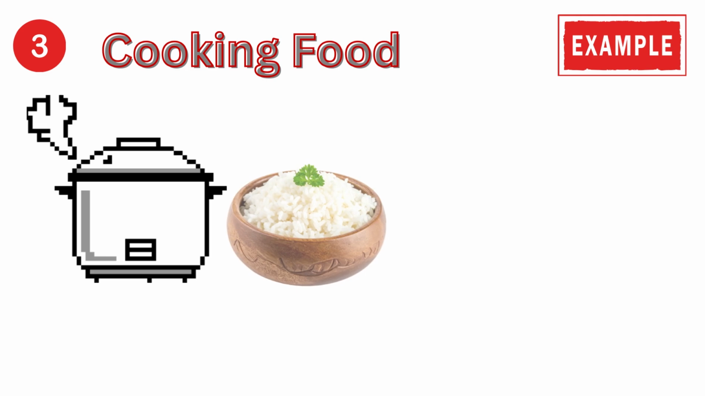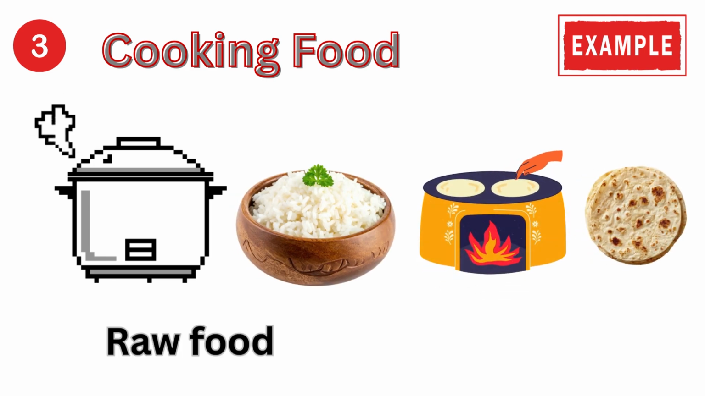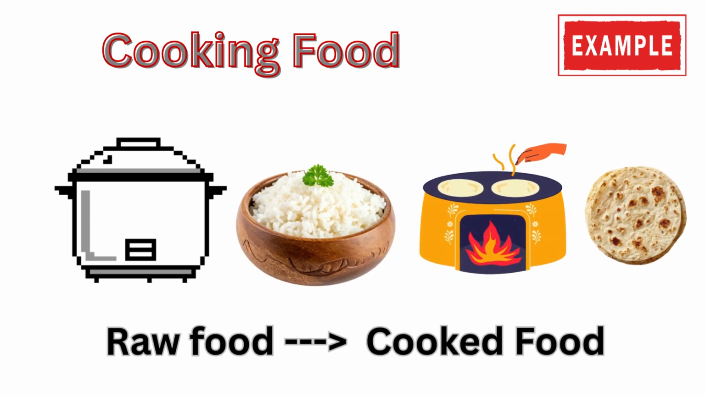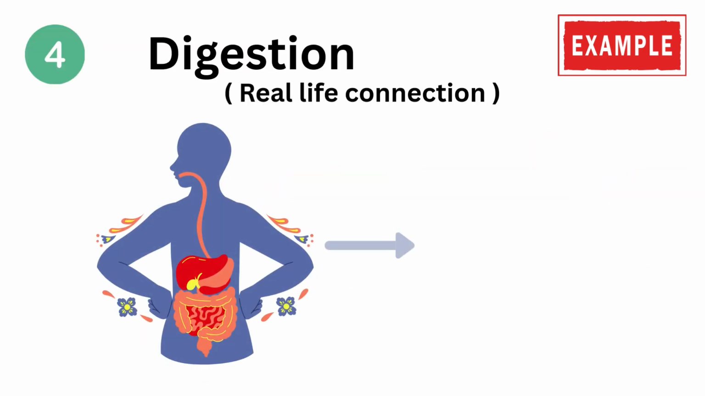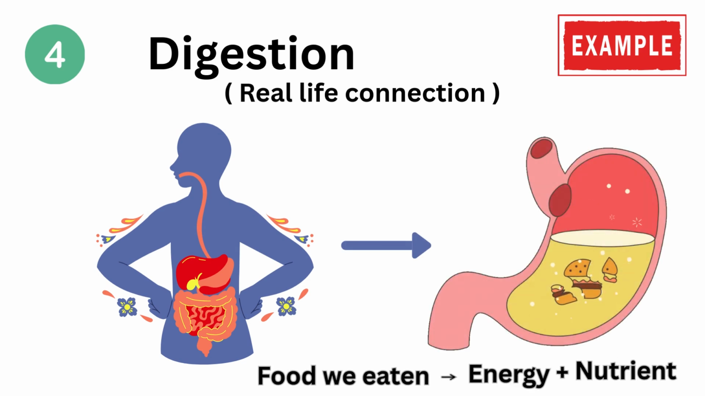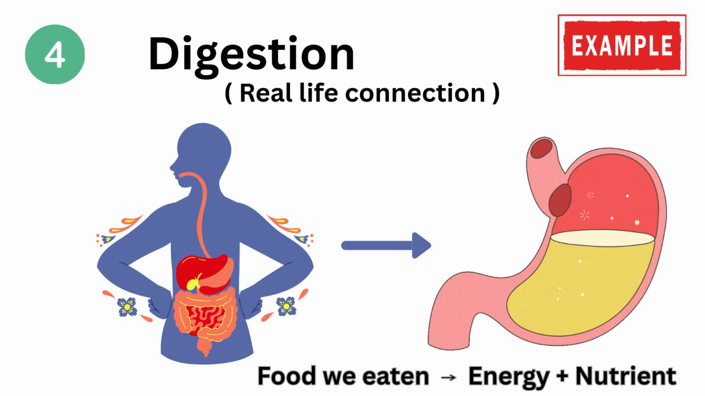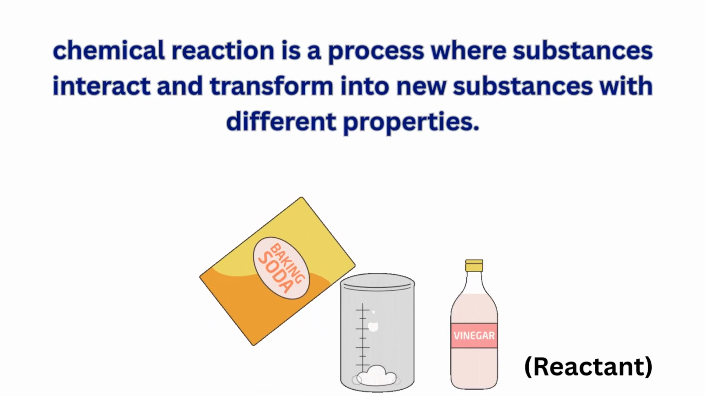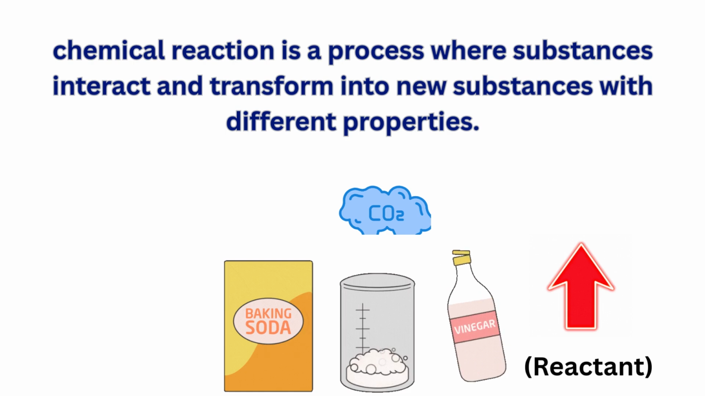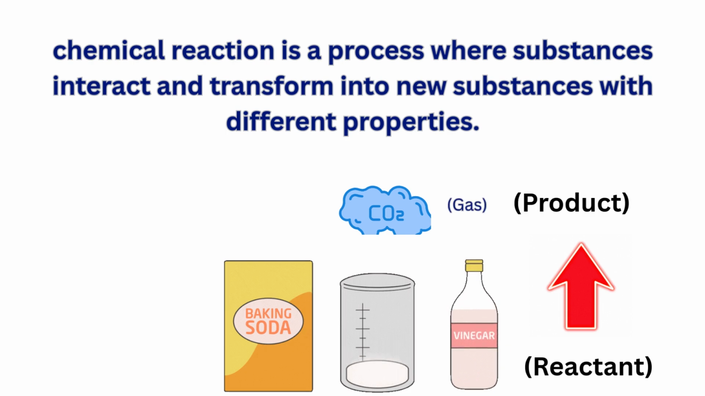Another example is cooking food. When you cook rice or chapati, the raw food changes into cooked food. So new substances form. This is a chemical reaction. Another is digestion. When we eat food, our body changes it into energy and nutrients. This is also a chemical reaction inside our body. So, a chemical reaction is a process where substances interact and transform into a new substance with different properties.